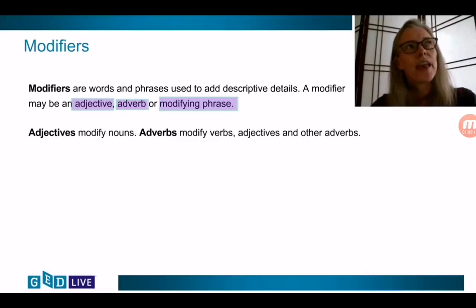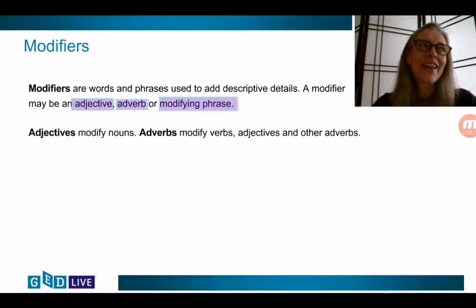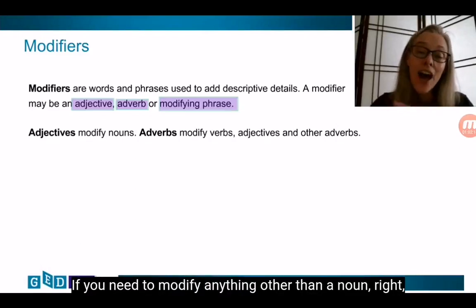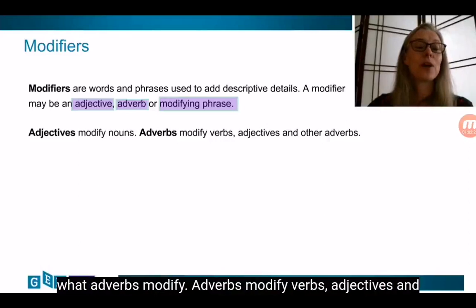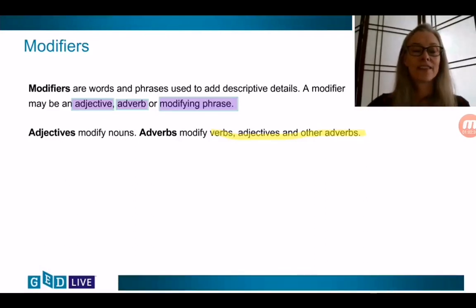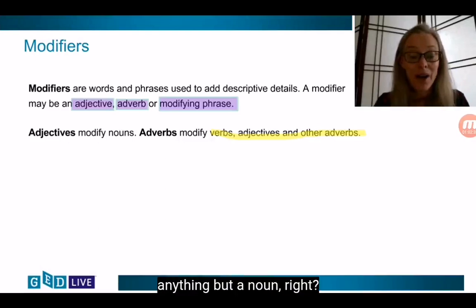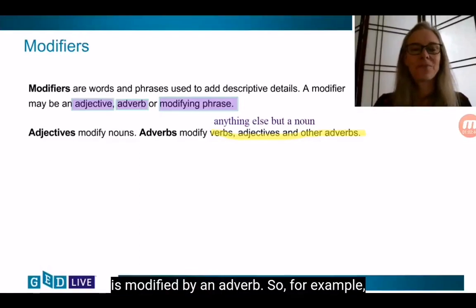So, if you need to modify a noun, you're going to use an adjective. If you need to modify anything other than a noun, right? And if you notice that what we have listed here is that adverbs modify verbs, adjectives, and other adverbs. Well, this essentially is anything but a noun. Anything else but a noun is modified by an adverb.